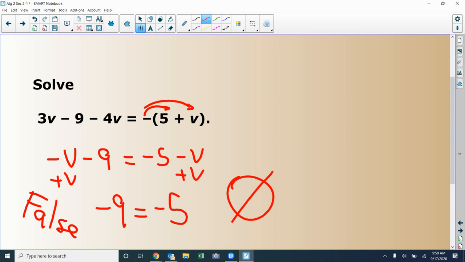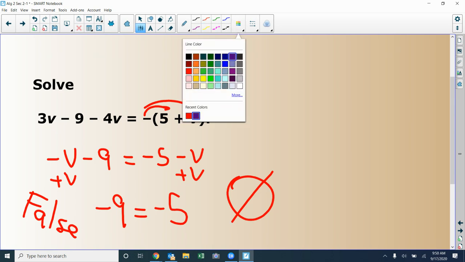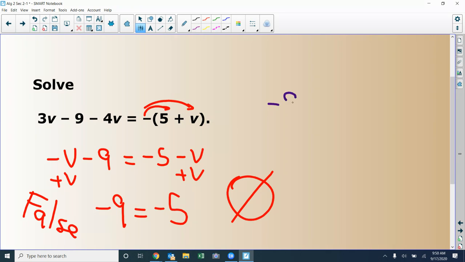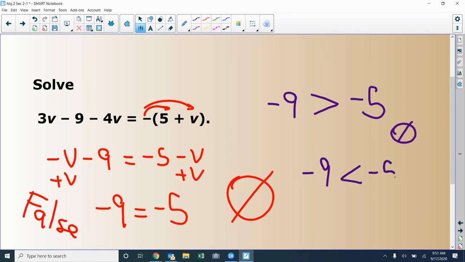Now, on a side note, this is also true for inequalities. What if I had negative 9 is greater than negative 5? Think about that. Is that a true statement or a false statement? Is negative 9 greater than negative 5? That is false. So this would be no solutions. But if I had negative 9 is less than negative 5, that would be true, and that would be all the reals. So the inequalities, and we're going to do inequalities next, that is also true for those.